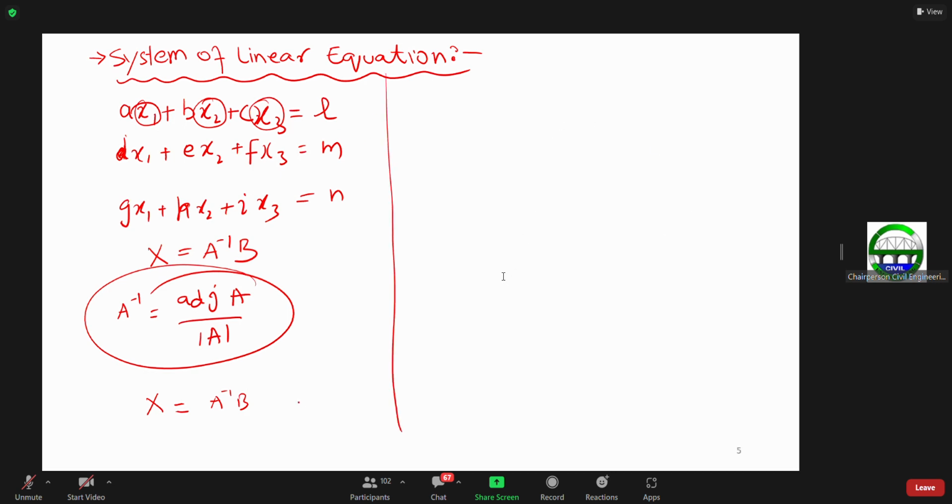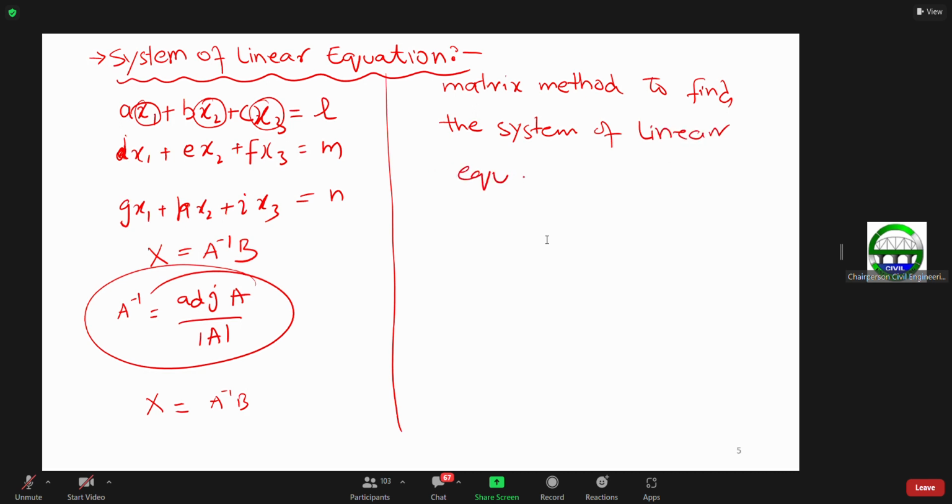Okay, so this method is known as the matrix method to find the solution of the system of linear equations. Right? And next, there are other two methods.